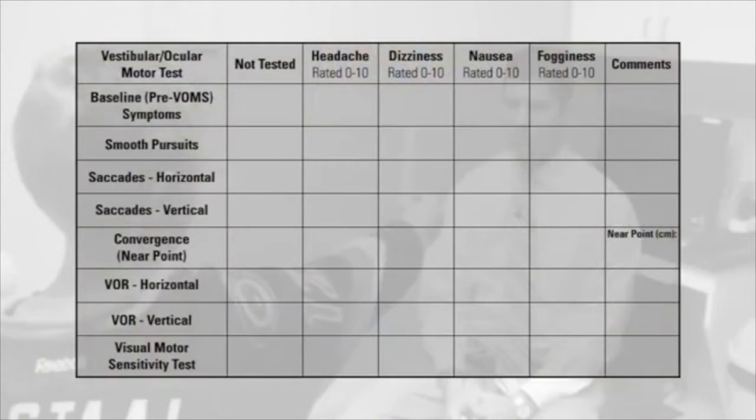Prior to starting this examination, it is important to ask about the patient's baseline symptoms. In this case, baseline is prior to the assessment, not prior to concussive injury. Symptoms queried should be headache, dizziness, nausea, and fogginess on a scale of 0 to 10. Abnormal findings or provocation of symptoms with any test may indicate neurologic dysfunction.